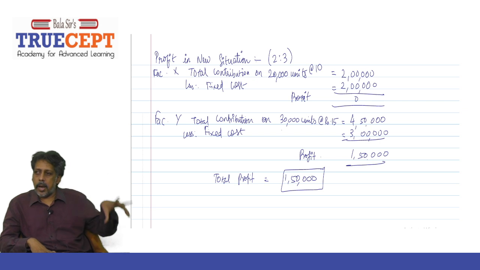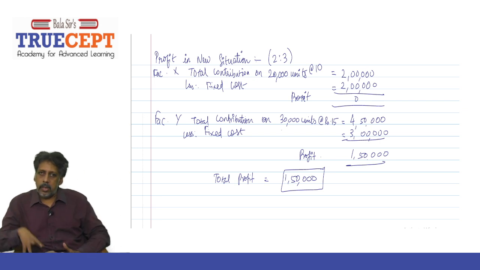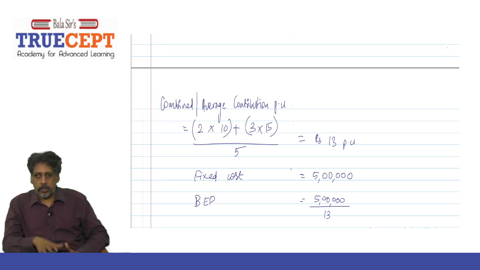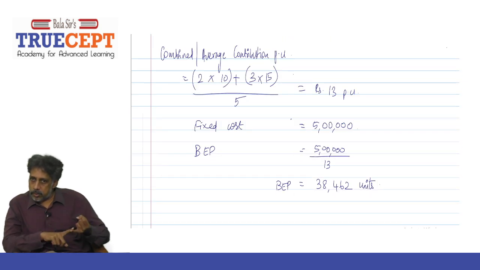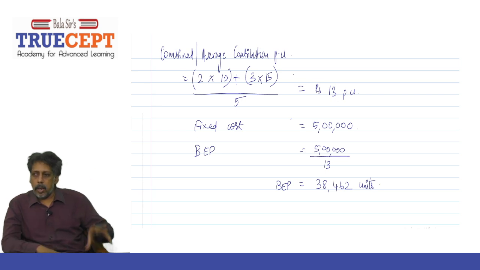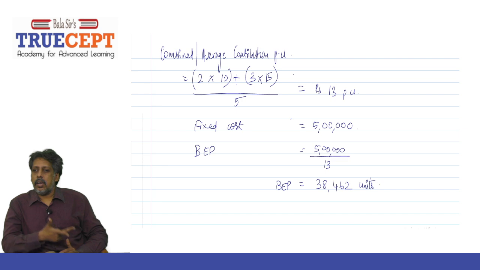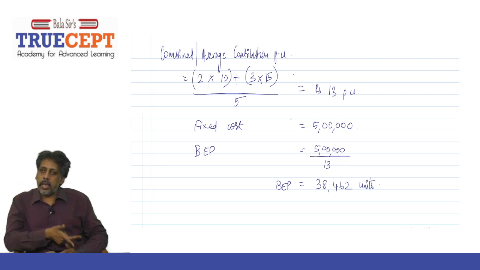Let's find the combined or average contribution per unit based on the new mix. It is going to be 2 units into rupees 10 plus 3 units into rupees 15, the whole divided by 5. It becomes 13 rupees, average 13 rupees per unit. Now divide the 5 lakh fixed cost, which is 2 lakh and 3 lakh, in all 5 lakh, by rupees 13. You get 38,462 units, which will be the break-even point for the company as a whole when the mix changes.